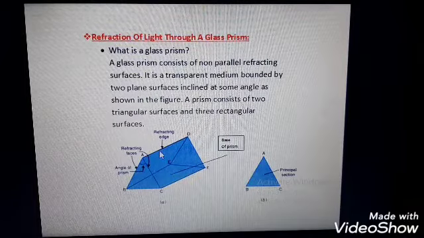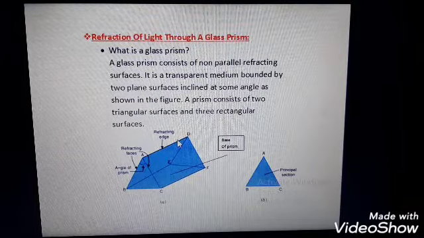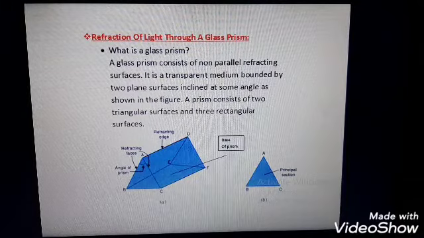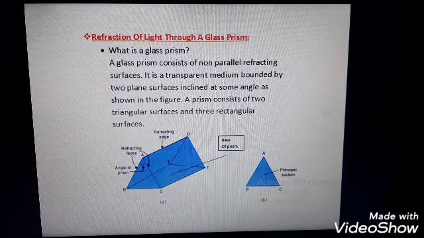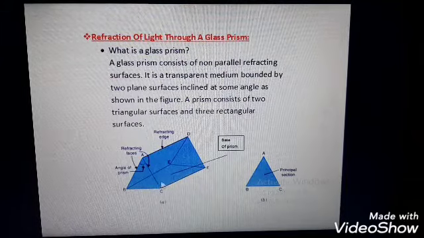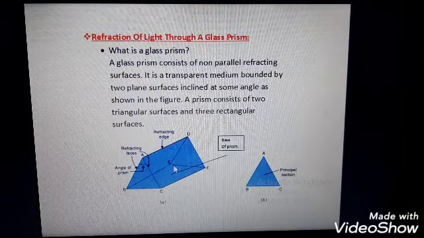Where these two faces meet, they form a refracting edge. That means AD is the refracting edge. Okay, then there is a base also on which it is standing, that is the base of the prism. It is already mentioned here. This BCFE is the base of the prism.